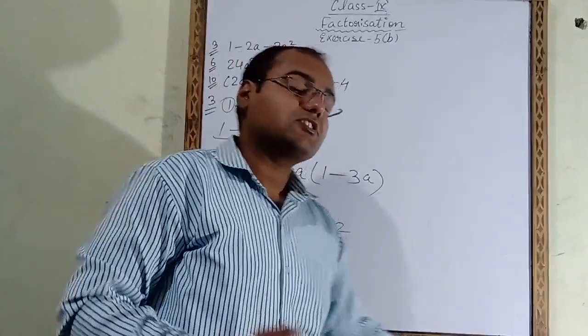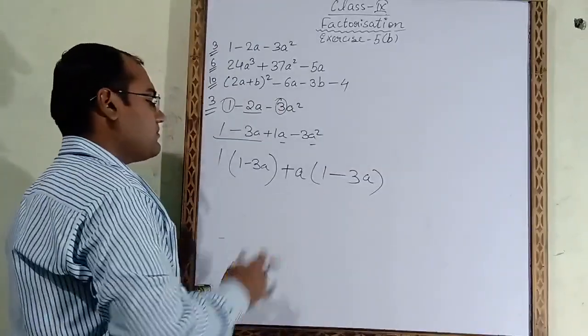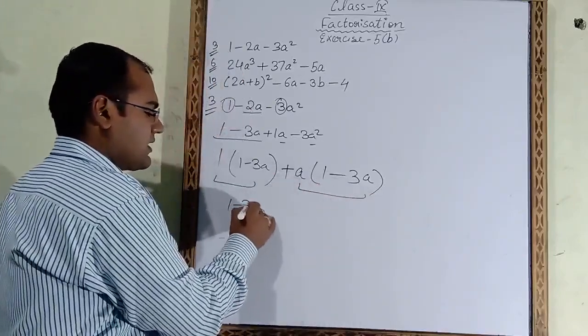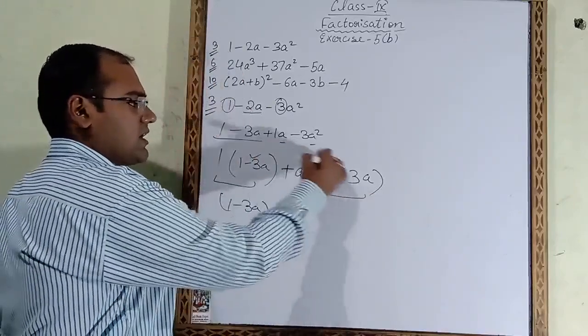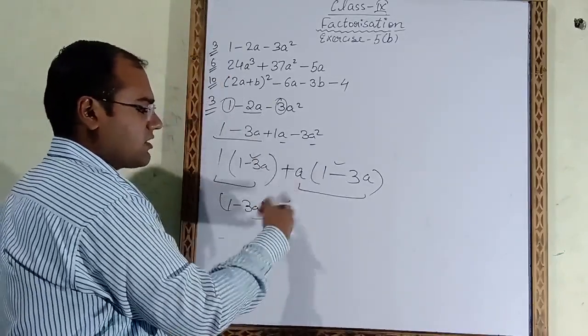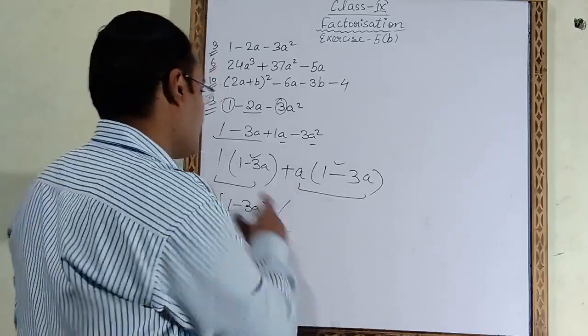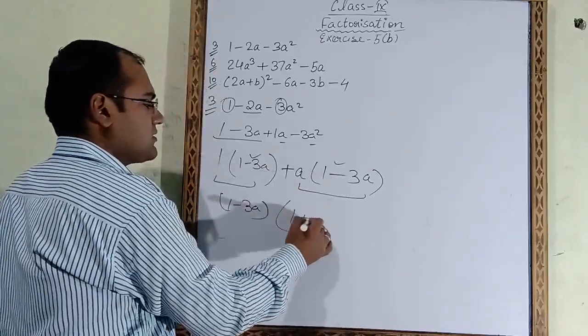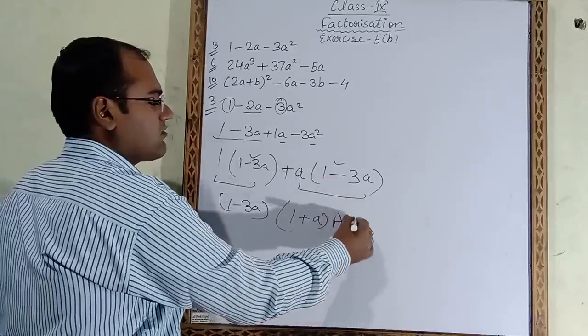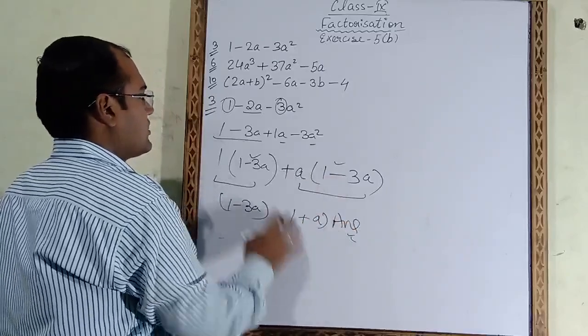Now what will be the next step? This is one term, this is the second term. From these two we will take 1 minus 3a common, as 1 minus 3a is coming here also and here also. In another bracket we will write the remaining part. The remaining part is 1 plus a, where the a is what is left from the one we took common. So like this you have to do question number 3.